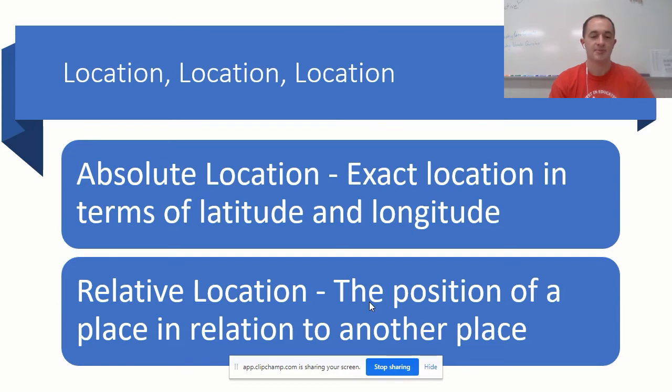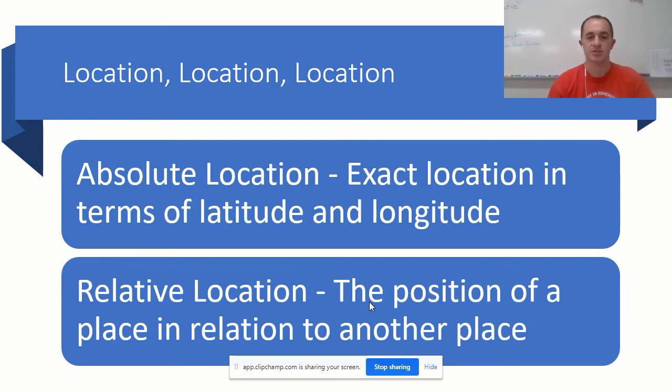Like the different kinds of maps, there are different kinds of locations that we talk about too. So we have two kinds of locations: absolute location, which is the exact location in terms of latitude and longitude, and then relative location, which is the position of a place in relation to another place. So the difference is how we describe absolute location and relative location.